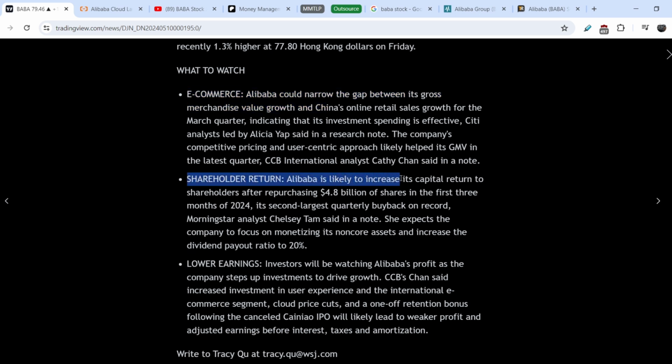Next one, shareholder return. Alibaba is likely to increase its capital return to shareholders after repurchasing $4.8 billion of shares in the first 3 months of 2024, its second largest quarterly buyback on record, Morningstar analyst Chelsea Tam said in a note. She expects the company to focus on monetizing its non-core assets and increase the dividend payout ratio to 20%. And guys, you know that just recently they improved their program of repurchasing their own shares, and definitely it might also be a very indicative catalyst for this asset for the upcoming quarter.